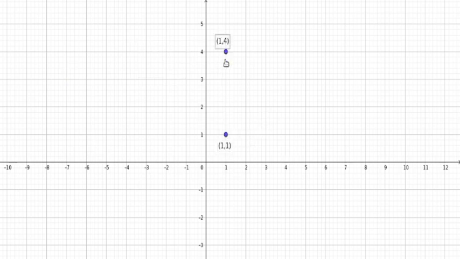The line is parallel. If we draw a line connecting the points (1, 1) and (1, 4), we can see that the line is parallel to the y axis. If a line is parallel to the y axis, their x coordinates are the same. Then what is the distance between these 2 points? If the x coordinates are the same, then the modulus of the difference in their y coordinates is the distance between the points. See, here the y coordinates are 4 and 1, and 4 minus 1 is equal to 3. Modulus of 3 is 3 itself. So the distance is equal to 3.